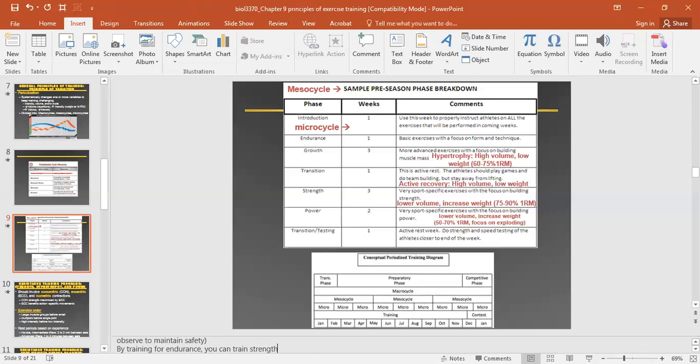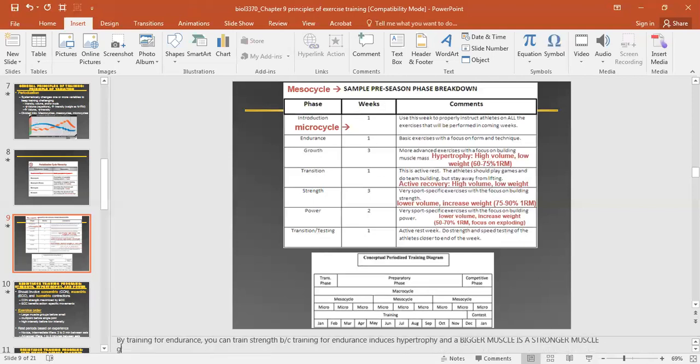Because training for endurance induces hypertrophy. And a bigger muscle is a stronger muscle. Right? Okay. Then when you want growth, think hypertrophy. You want to focus on high volume and lower weight. So think 60 to 75% of 1 repetition maximum with more advanced exercises that would focus on building muscle mass.